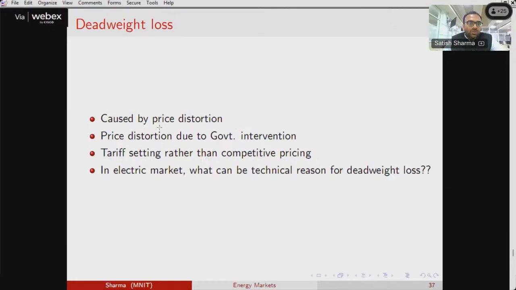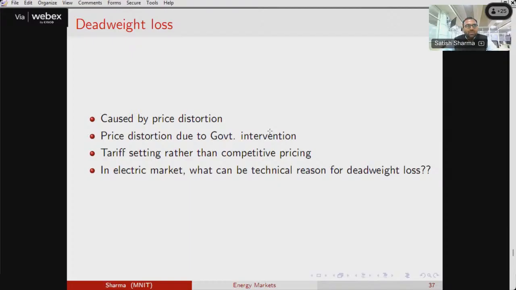So the deadweight loss is basically caused by the price distortion, and usually the price distortions are due to the government intervention. So government can set low price and high price, as we discussed earlier. So tariff setting rather than competitive pricing. If we set the prices based upon certain tariff instead of some competitive pricing, like we are talking about MRP, right? Earlier there was a doubt about MRP.